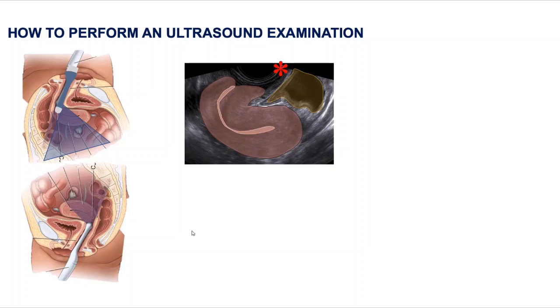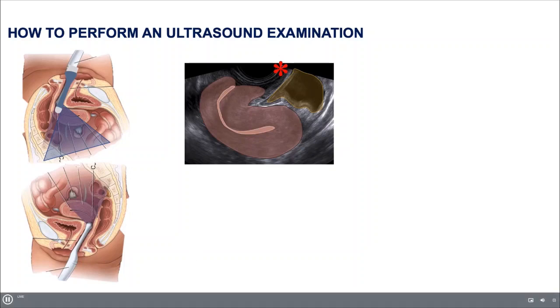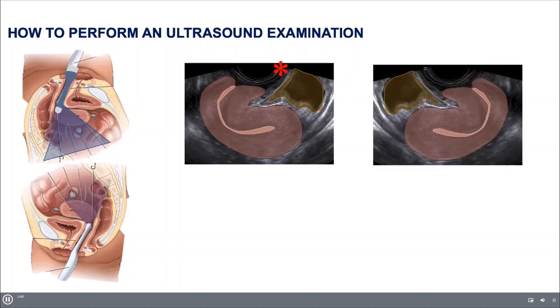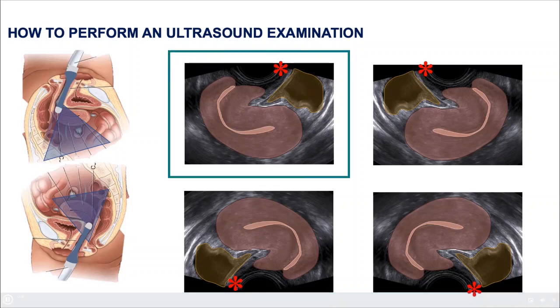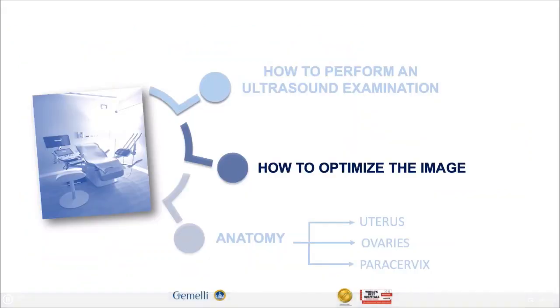Caliper position. Here it's visible adjacent to the bladder, on the right or left, at the top or bottom of the screen. It depends on the setting of our screen. We usually scan with the caliper in this position, on the right of the screen. Now, how to optimize the image?